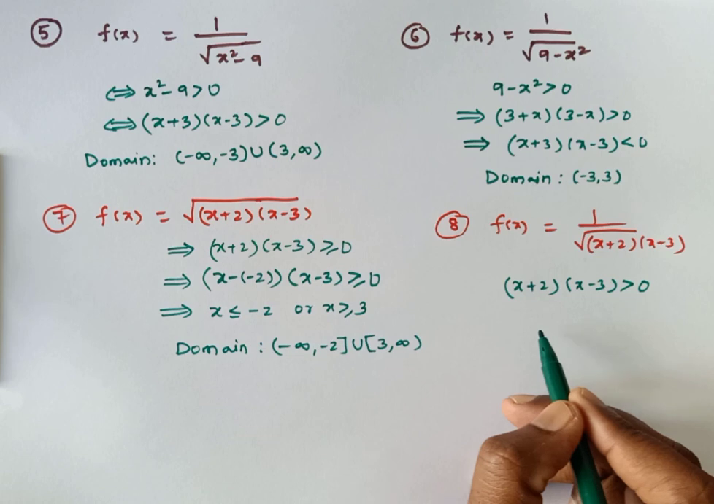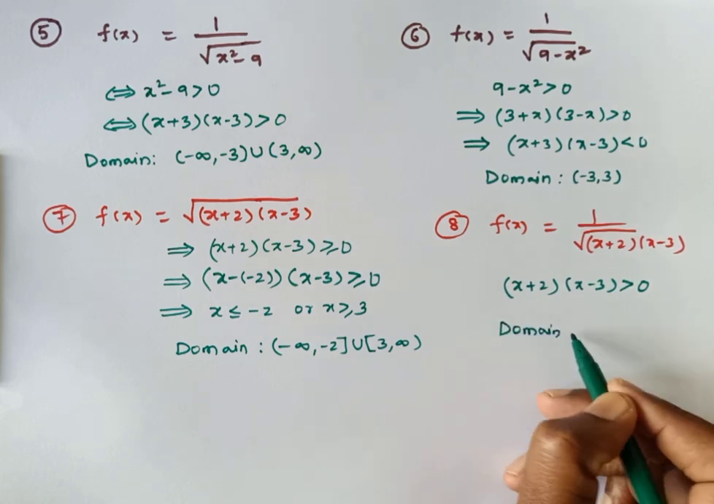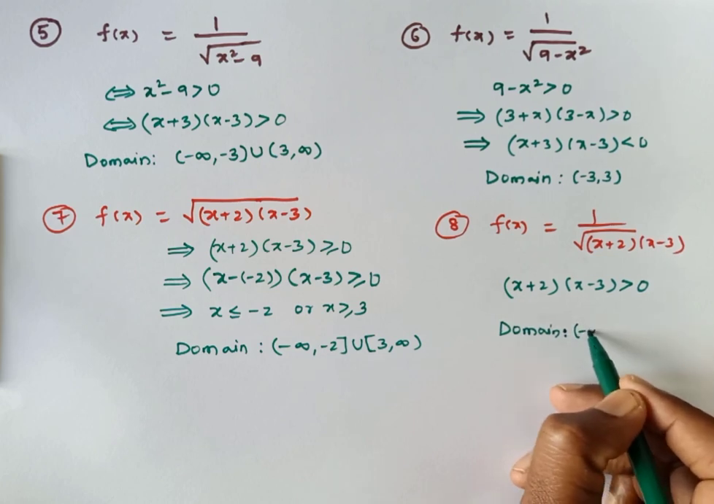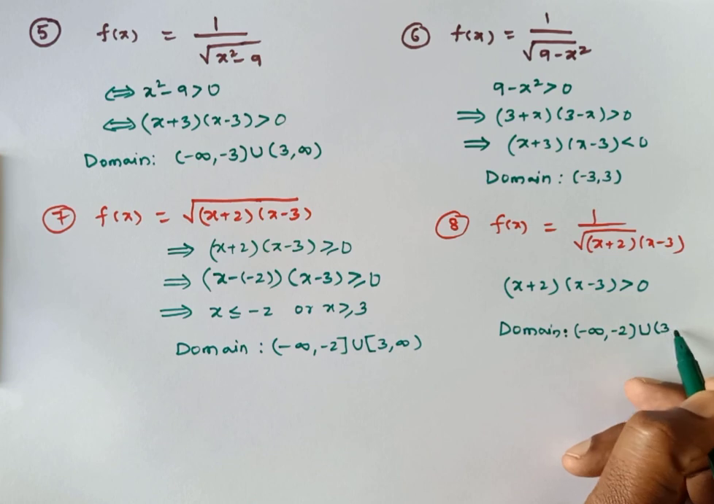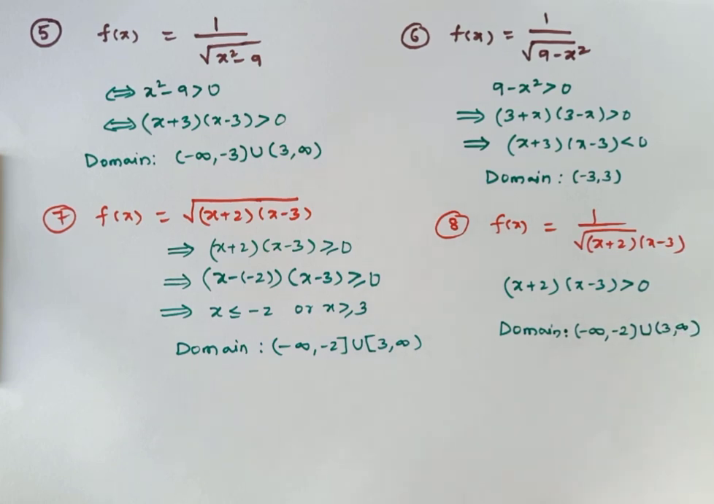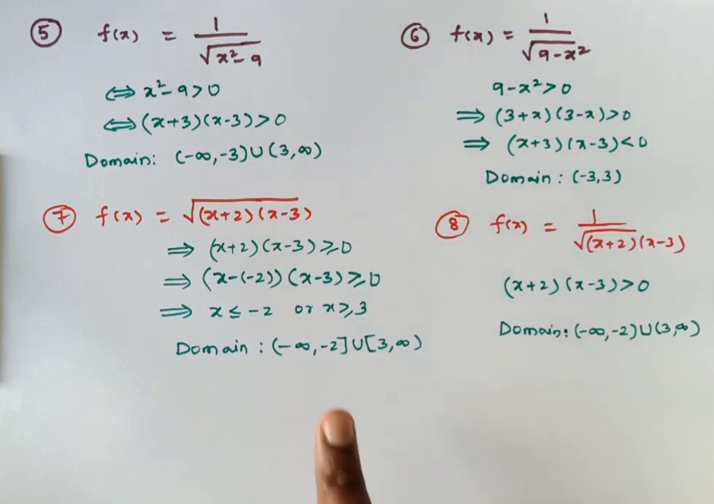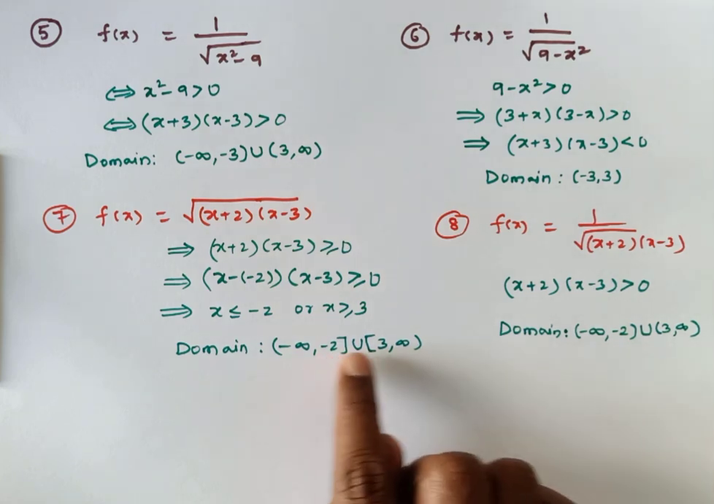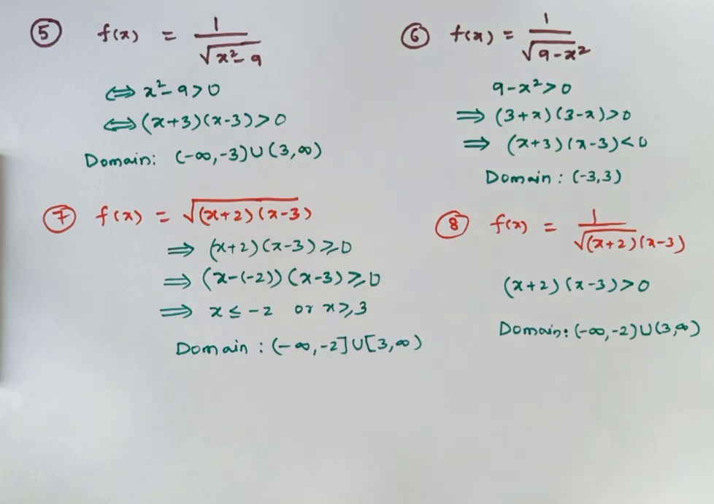Now x plus 2 into x minus 3 is greater than 0 means the domain, directly here I am writing, the domain for this problem is minus infinity to minus 2 union 3 to infinity. Did you observe the difference? Here the symbol is a closed interval and here it is an open interval. End points are included here, excluded here. Independent means only the finite values, and minus infinity and plus infinity are always open, since that is an unknown value.